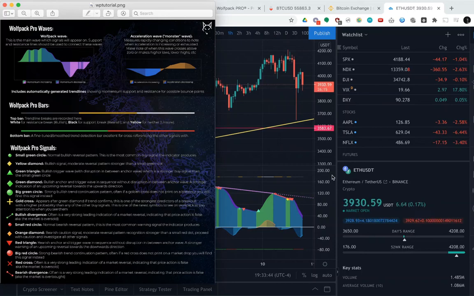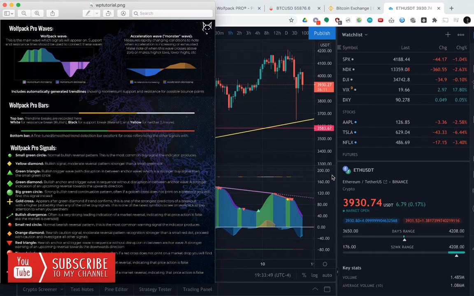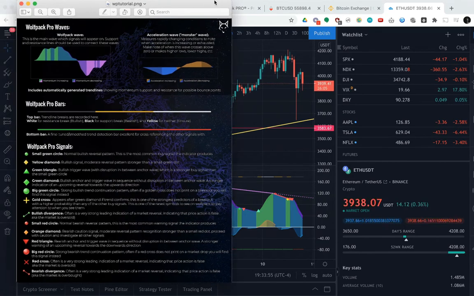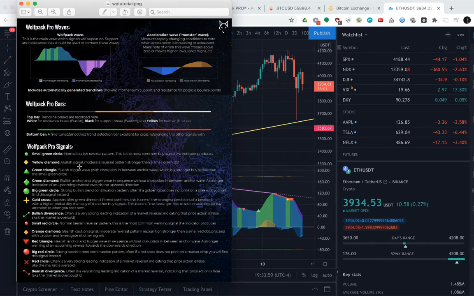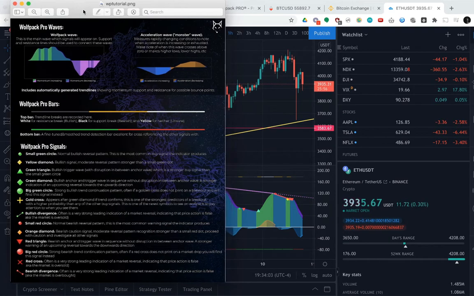Hey everyone, going to go through the Wolfpack Pro update. Just a quick tutorial on the new features that I have. This is the new tutorial PDF that I have. It has all of the symbols. It's basically a key to the entire indicator. And there are a few new features here.